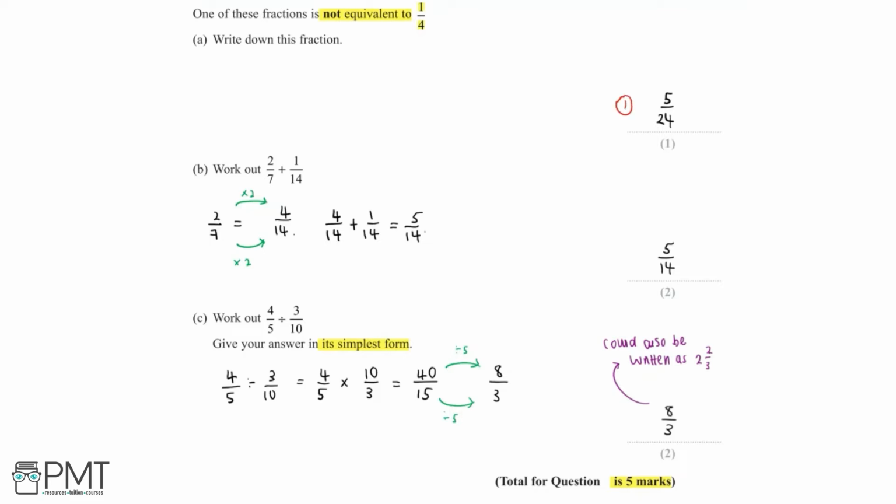In part B, we get the first mark for finding the common denominator of 14 and making 2 over 7 equivalent to 4 over 14. And we get the second mark in part B for adding the two fractions together and showing that 4 over 14 plus 1 over 14 is equal to 5 over 14.